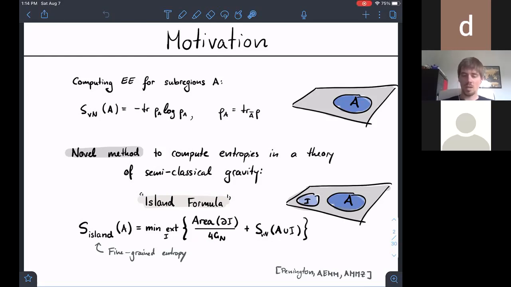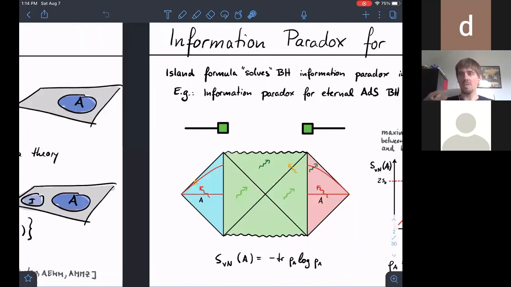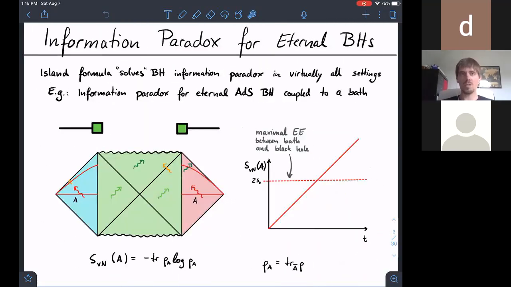Okay, so why would we care? Why should we need a new formula to compute entropies?